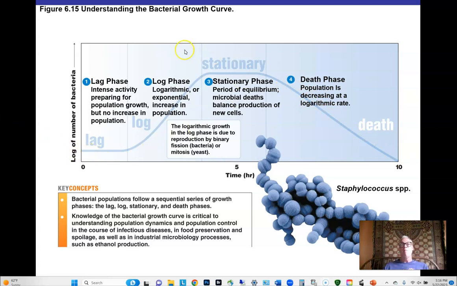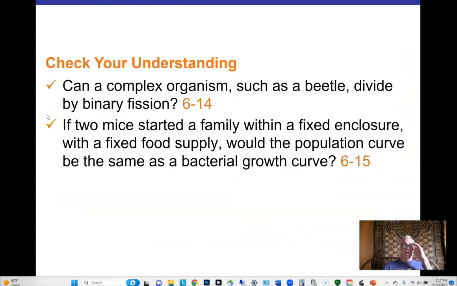If you have a finite amount of medium, nutrients, and you inoculate it with some bacteria, you'll have a log phase growth period. They'll enter a stationary growth phase, and eventually the cells will start to die off. So you should be able to explain that graph in its entirety, say what's happening at each part of that growth curve of a particular microorganism.